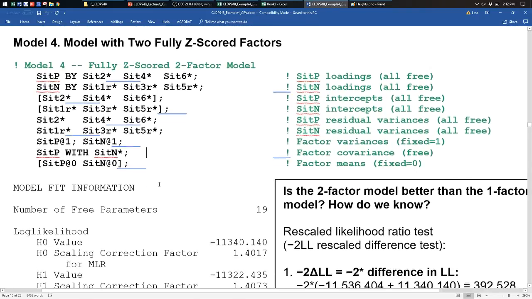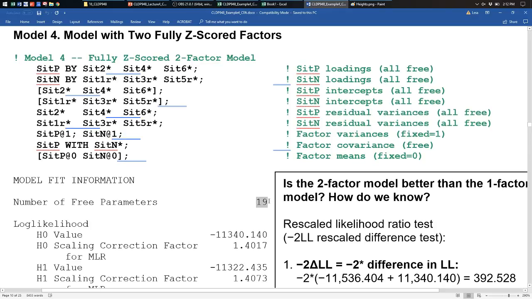In the new model, I now have 19 parameters estimated. How many did I have before? Do you remember? 18. What's the extra one? The covariance between the factors, exactly.